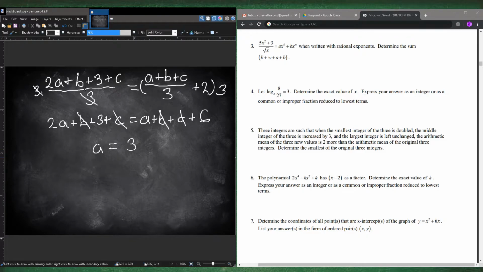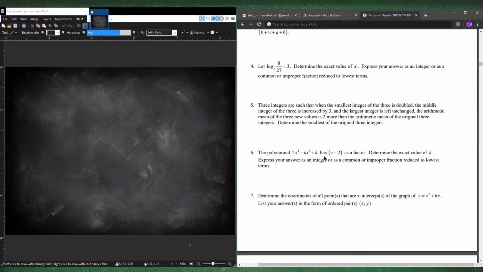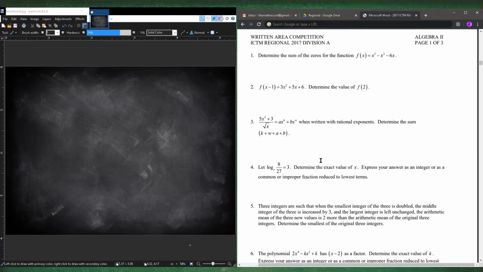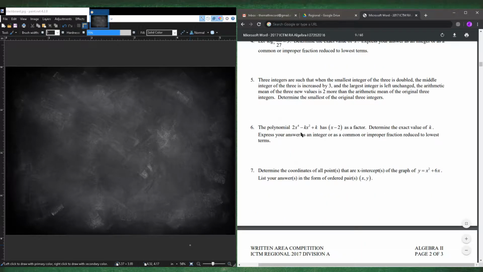So determine the value of the smallest of the three integers. Well, we said our smallest was a, right? So this was our smallest. So that means our answer is just 3. So our answer for 5 is just 3. So far, 5 questions, pretty simple. Just exponents and simplifying and basically just polynomials.